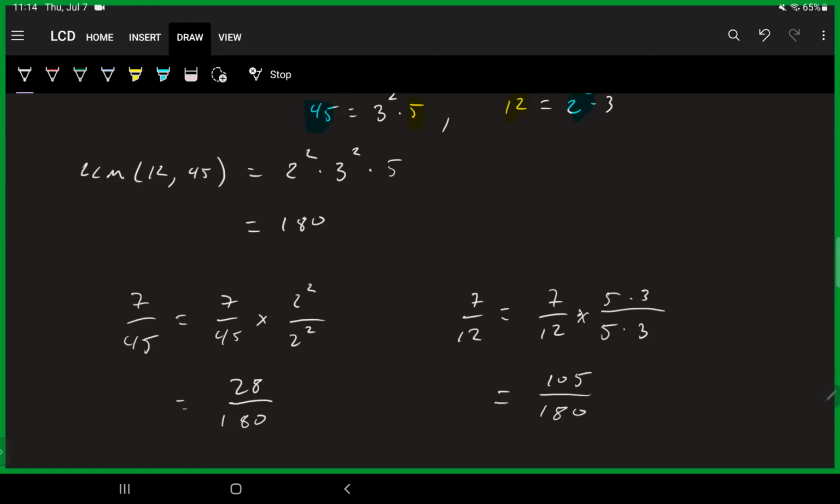Now I have two fractions. They have a common denominator. If I wanted to, I can add those. These are what we call equivalent fractions. And we are going to be using this in the next video to add and subtract fractions.